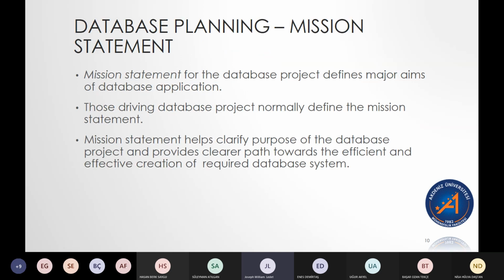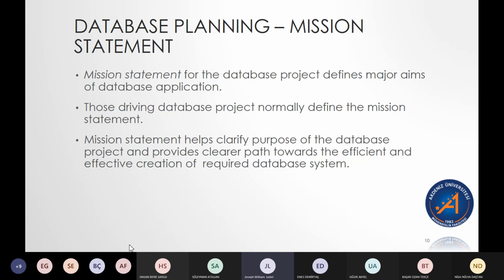One of the things we want to do is get a mission statement. What I do every year, and I forgot to pull it up today, is share with you a couple of mission statements.